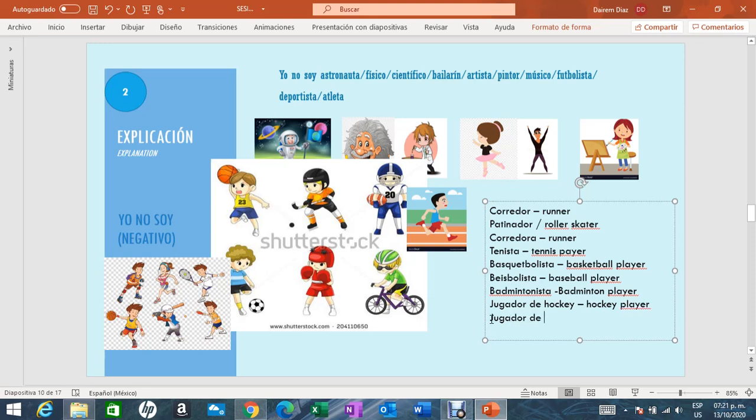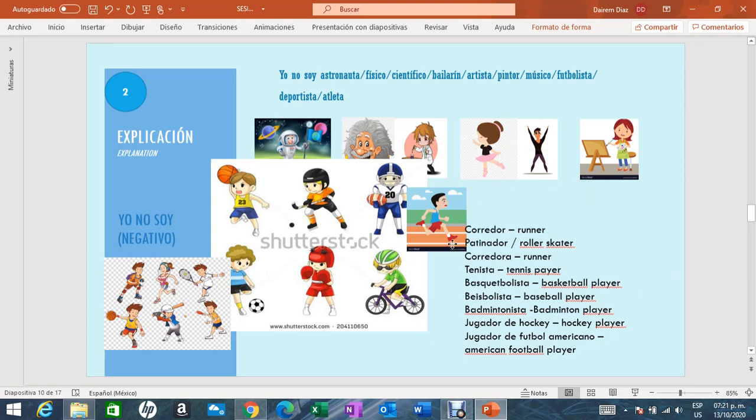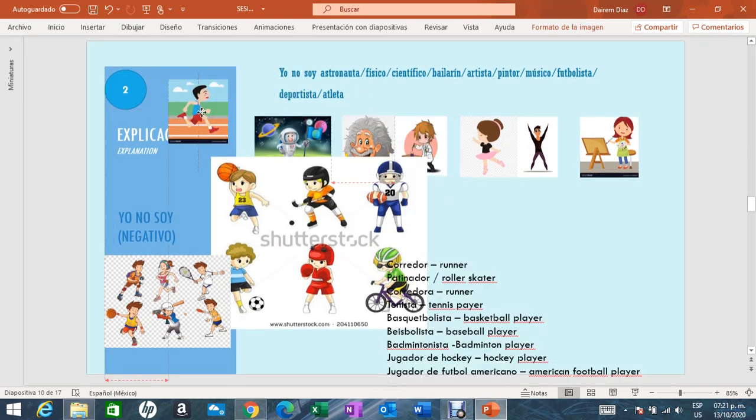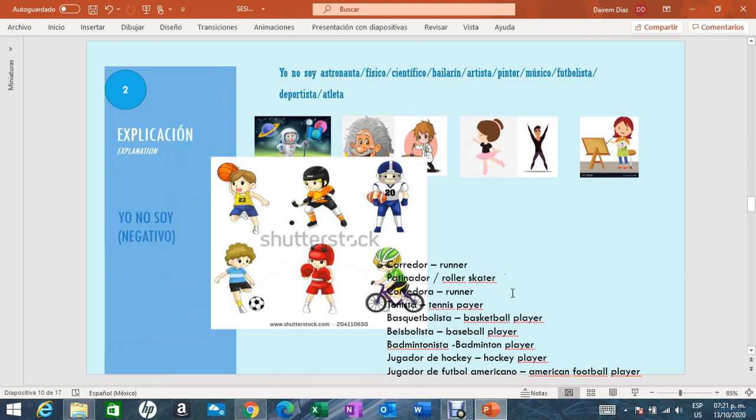Next one, same one. Jugador, this one. Jugador de fútbol americano. Fútbol americano. American football player. Jugador de fútbol americano. Next one. Let's move the runner here. Well, actually, I'm gonna erase it.